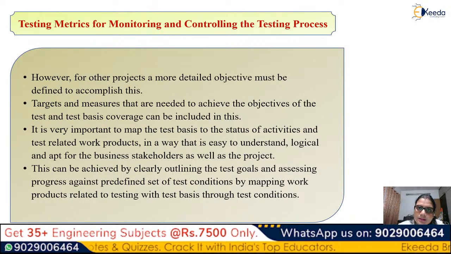So that means it clearly outlines the goal and assesses progress against a predefined set of conditions. So what we do is we make a plan and we try to map this with the current work, the work that exists. What is the status of the work? How much of the work have we completed? How much is left? Are we according to the framework or not?